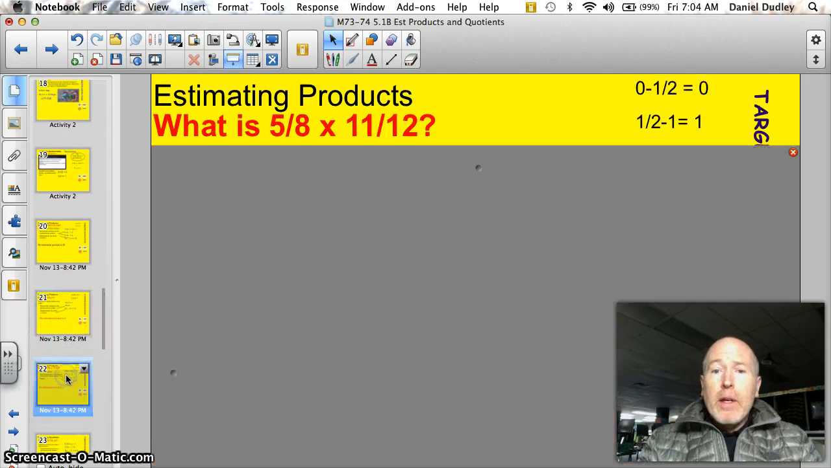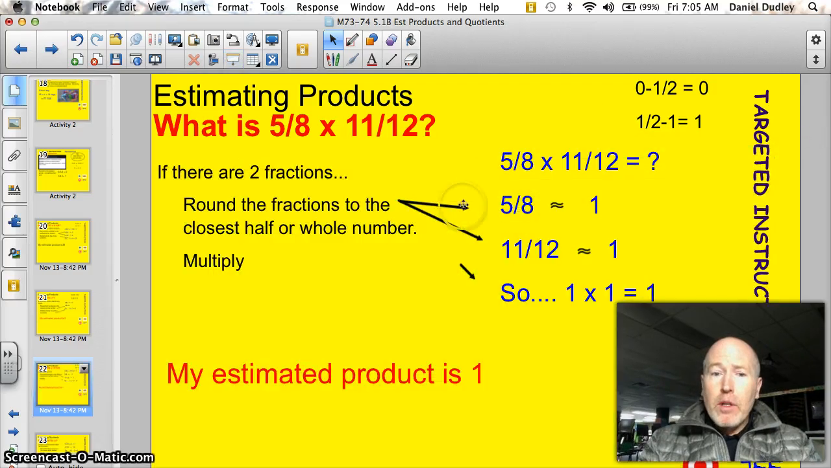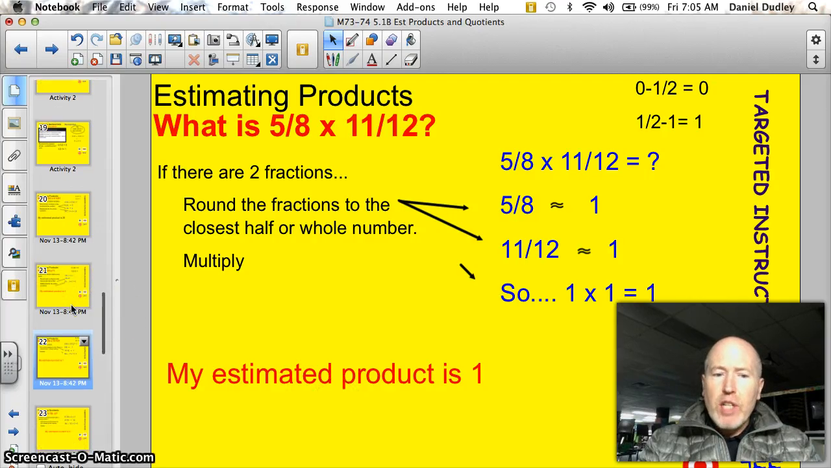All right. How about this one here? Try this one on your own. 5/8 times 11/12. Please pause it and try it. All right, let's see how you did. Well, I said that 5/8 is about 1, because it's bigger than a half, and 11/12 is way bigger than half, so that's about 1. So 1 times 1 equals 1. Right, I'm just going to double check up here. 5/8, 1 times 1. Yeah, that works. My estimated product is 1. I forgot to stress the check on those other slides, but that's important. All right, well here's another example.